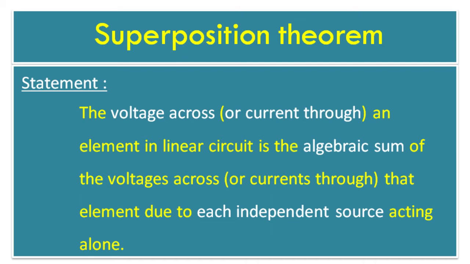Now let's understand the statement of superposition theorem. Statement: the voltage across or current through an element in a linear circuit is the algebraic sum of the voltages across or current through that element due to each independent source acting alone. In short, to a given circuit, apply independent sources one at a time and then add the results.